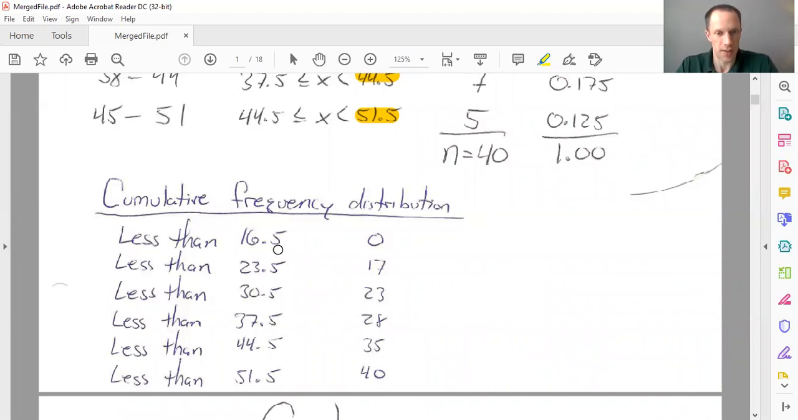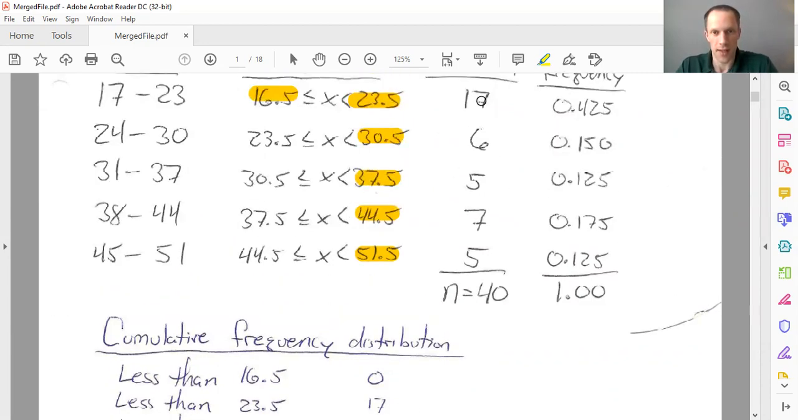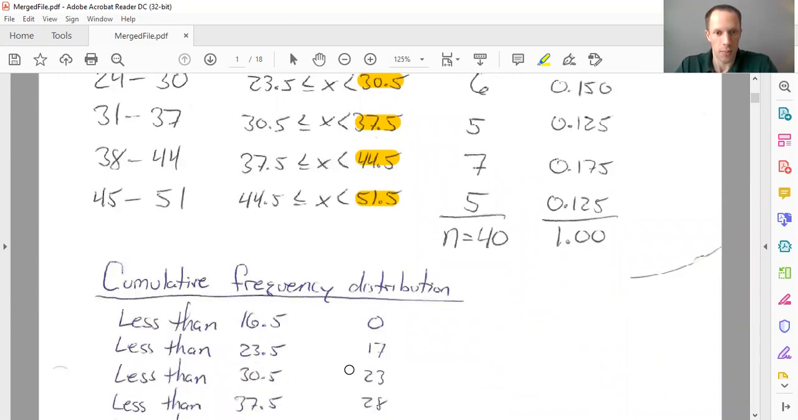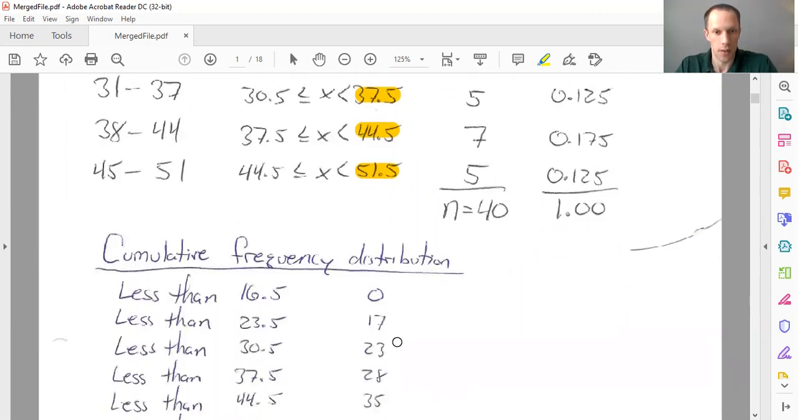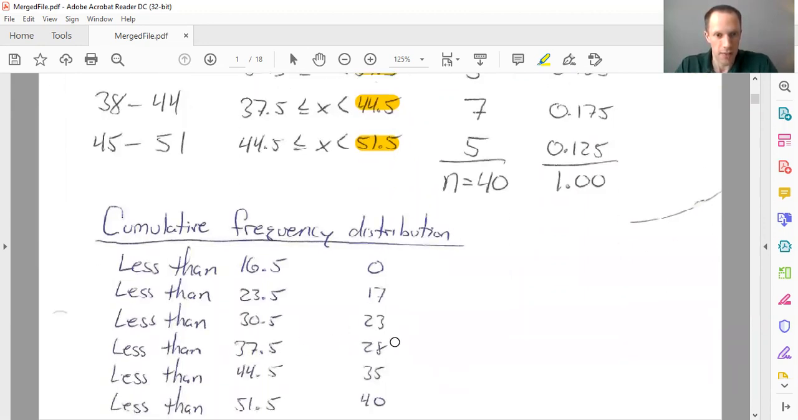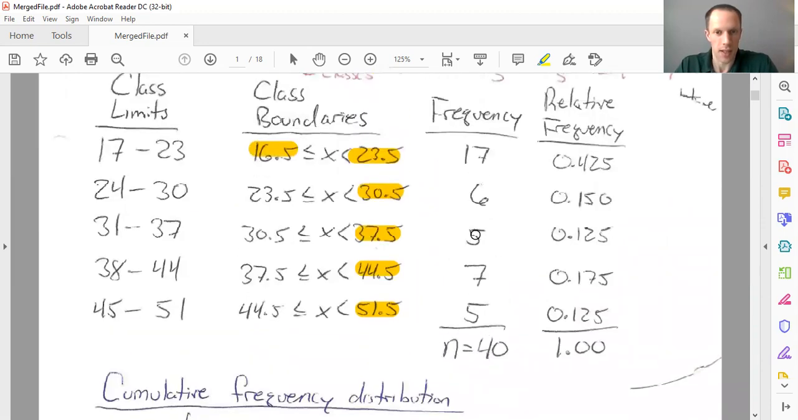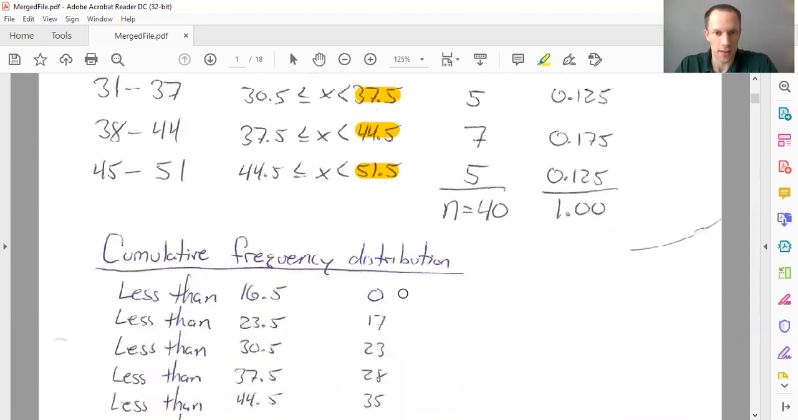So less than 16.5 would be nobody. The minimum was 17. Less than 23.5, well, that's everybody in the first class, so that's 17. Less than 30.5, well, anybody in the second class as well as the first class is less than 30.5, so that would be 23 altogether. How many are less than 37.5? Well, anybody in the third class is less than 37.5, as well as anybody in the second or first class. So you add those together and you have 28.